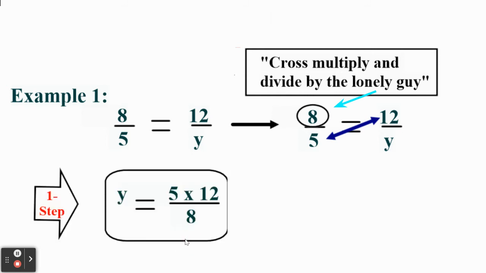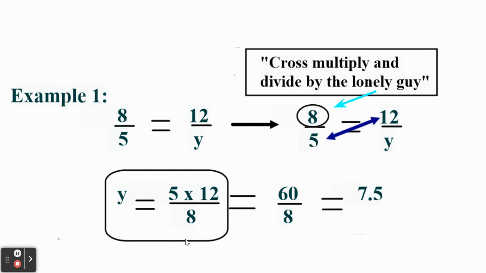Boom. 5 times 12 divided by 8. That's all that says right there. 5 times 12 is on top, divided by, there's your fraction bar, 8. Well, 5 times 12 is 60, and I do 60 divided by 8. In this case, I only have to deal with the fraction at the last step here: 7.5. And that's what y has to be right there, 7.5.